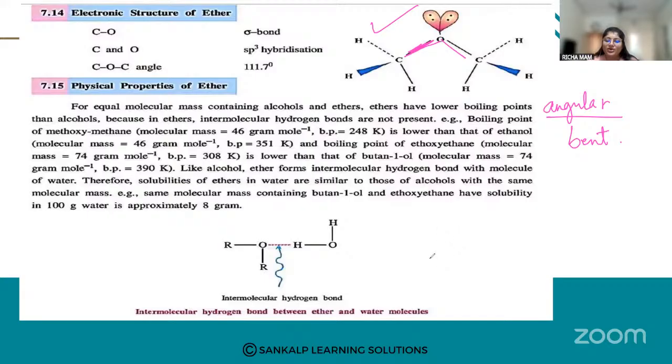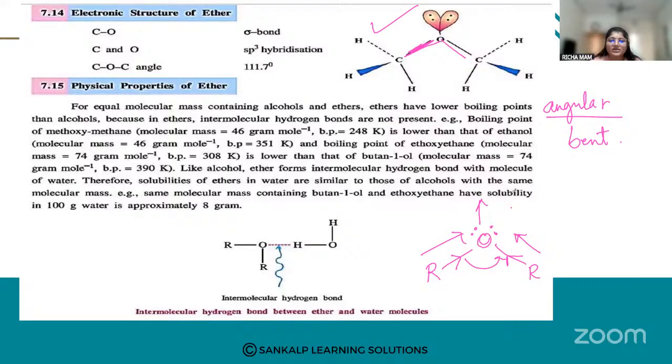So this is your R, this is your O, and this is your R. So this is having a bent structure. The C-O bond is polar, so the dipoles add up, and it will have some net dipole moment.